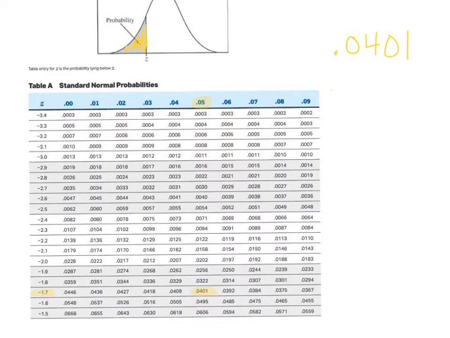So the easiest way to do this is use your knowledge that the area beneath this density curve has to add to 1. So if we just subtract the 0.0401 from 1, we'll get the probability or percent that we need. So my conclusion would be that approximately, I could say 96%, I'm rounding a little bit, of Tiger's drives travel at least 290 yards.